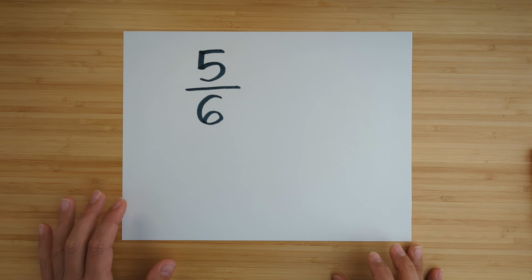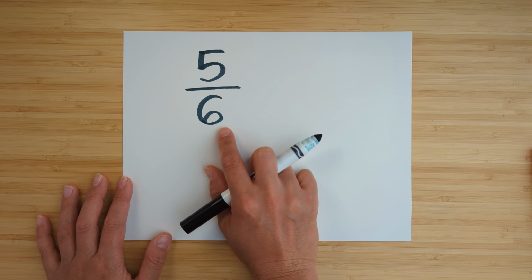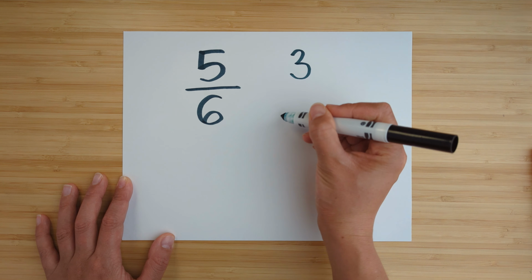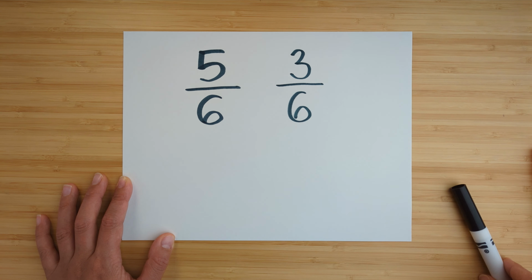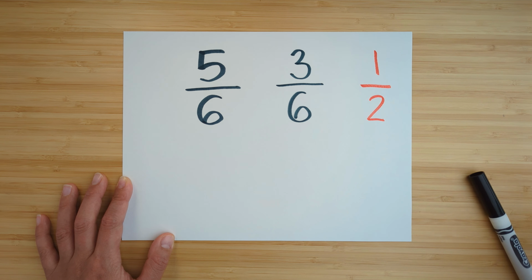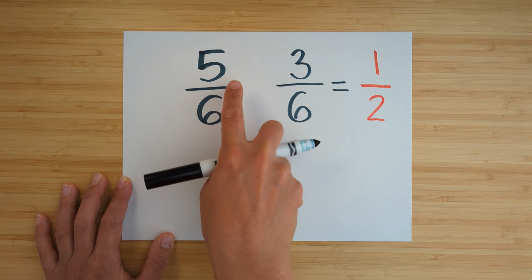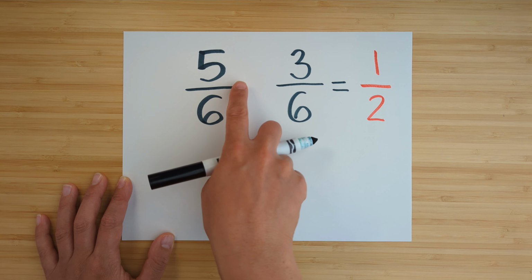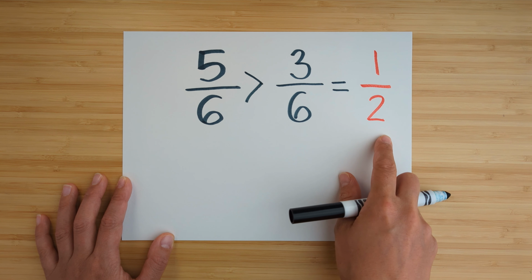All right, let's try another one. Look at the denominator of the fraction, 6. What's half of 6? Half of 6 is 3. I'm going to keep the same denominator, and now I've rewritten a fraction equal to 1/2, but with a common denominator of 6. So now I can compare 5/6 to 3/6, which is equal to a half. 5 is greater than 3. 5/6 is greater than 3/6, which is equal to a half.